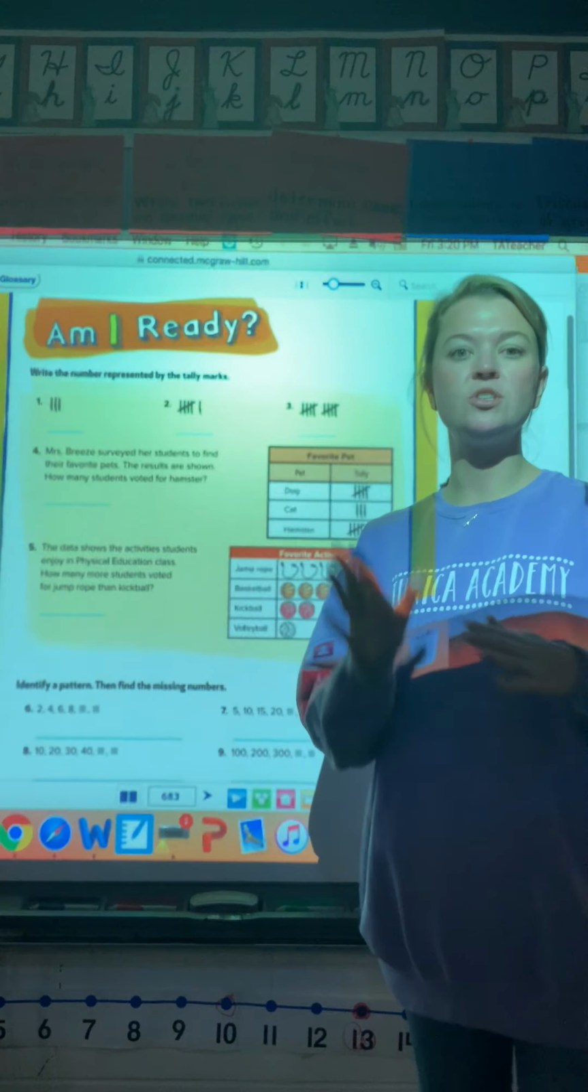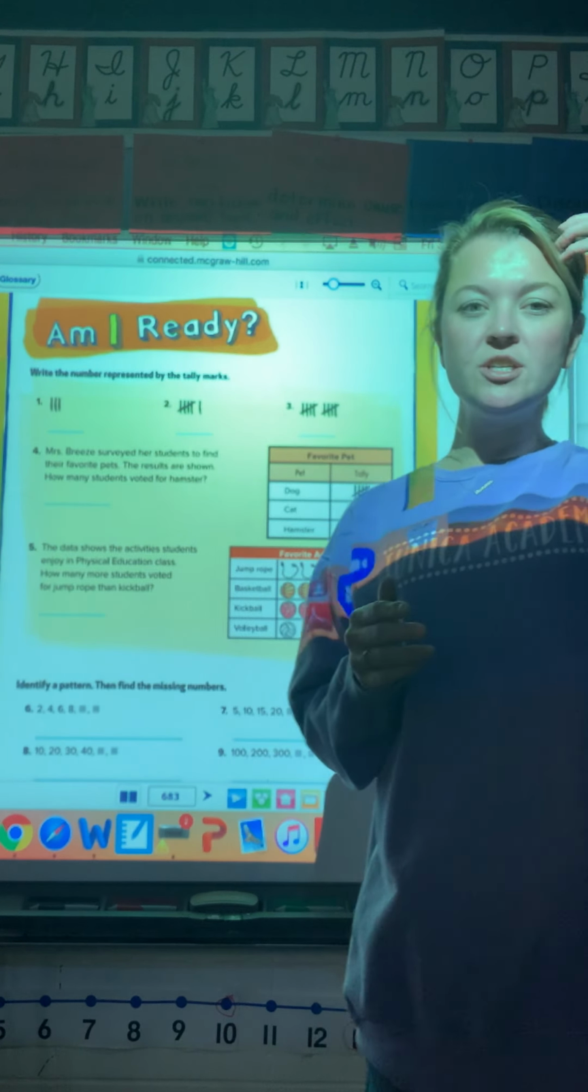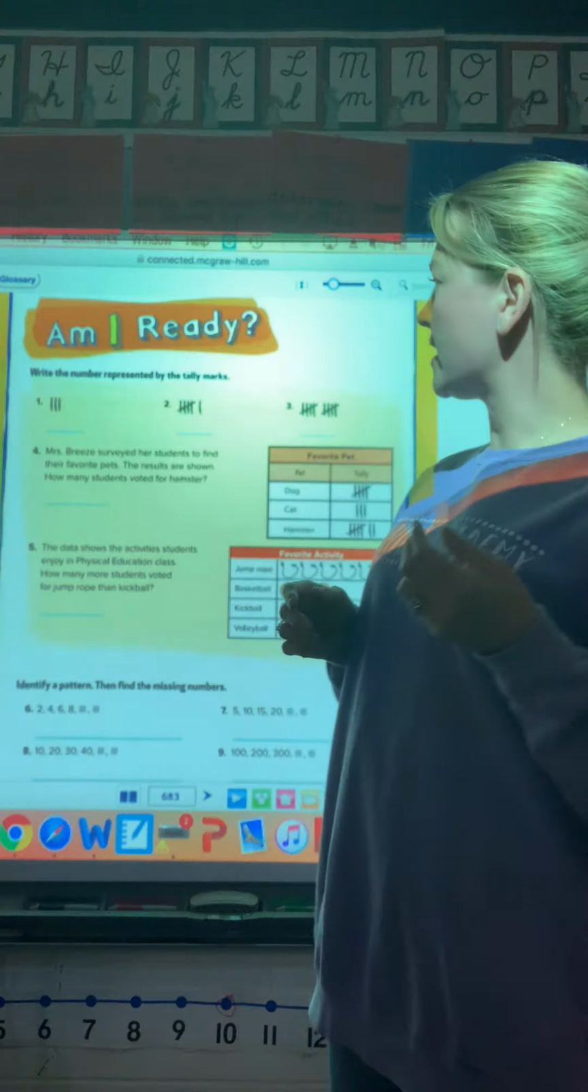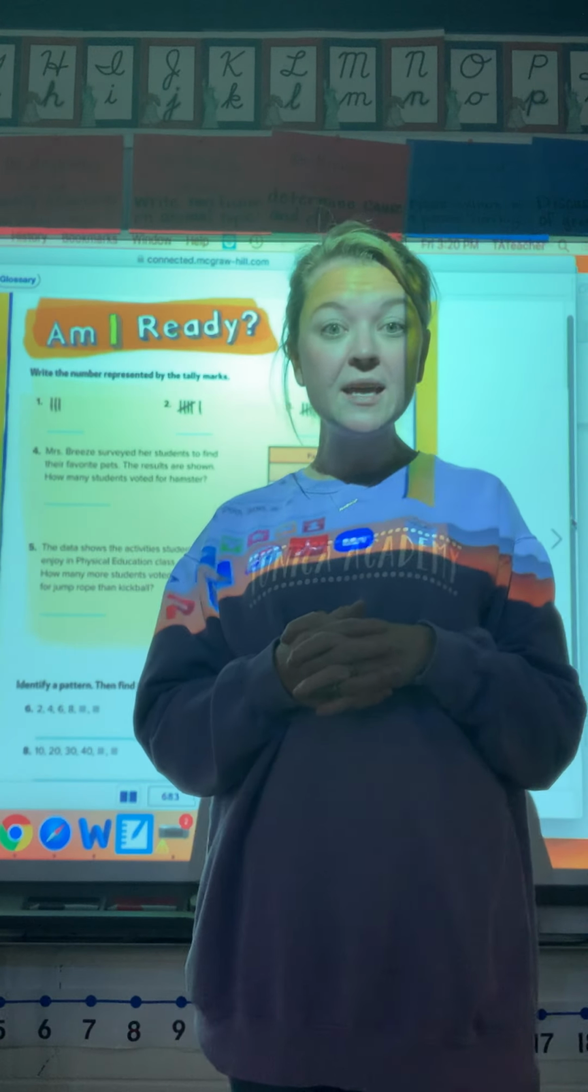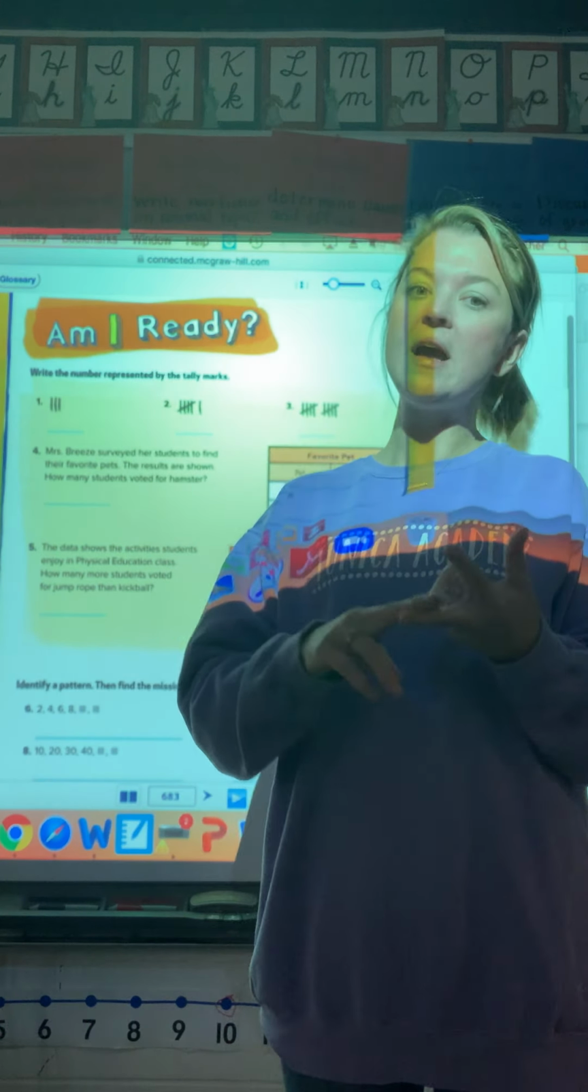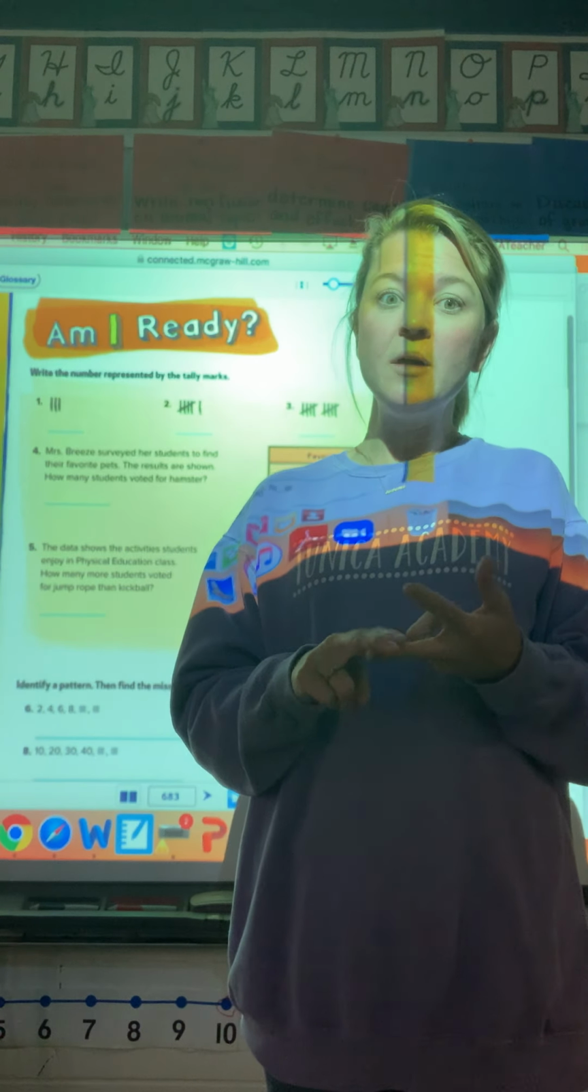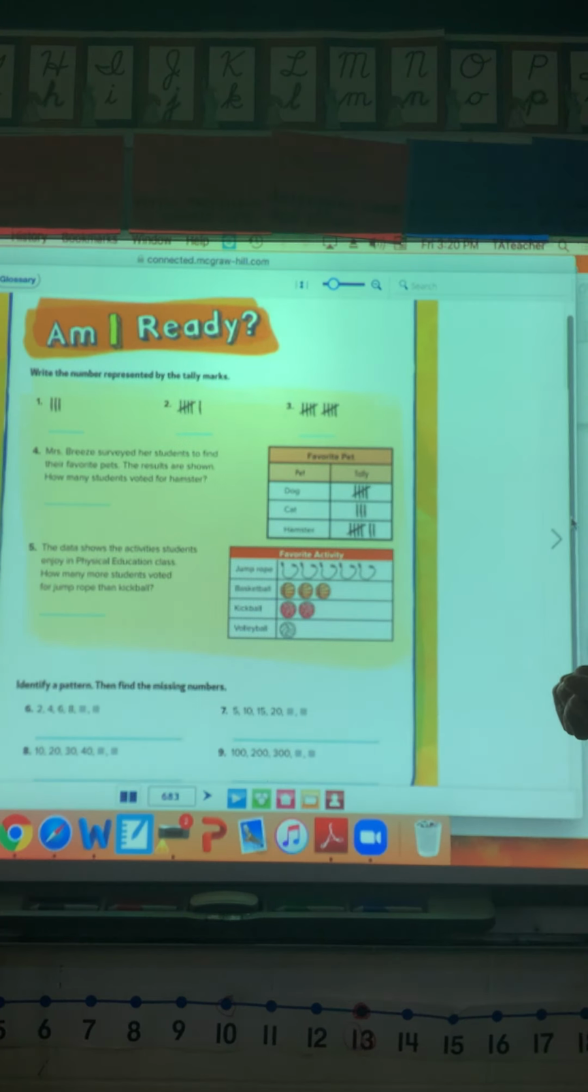All right, we're starting a new chapter. I need you to turn to page 683. This is the Am I Ready page. We're going to be doing charts and graphs, interpreting data. So let's do our Am I Ready page together.